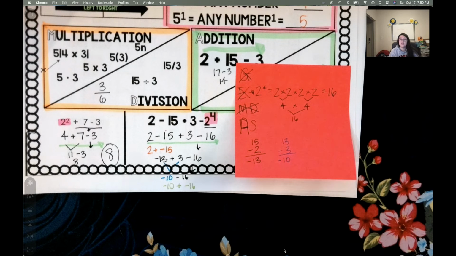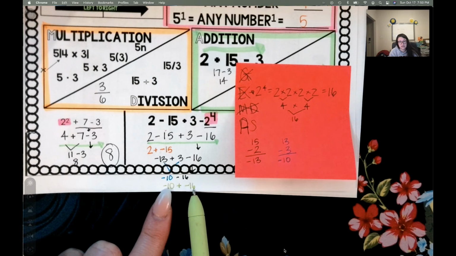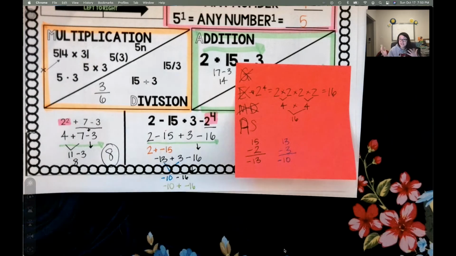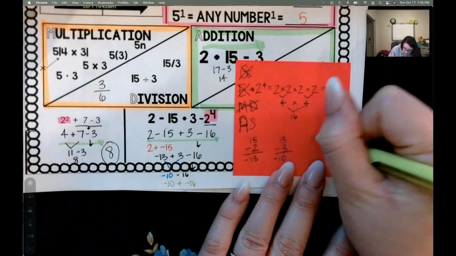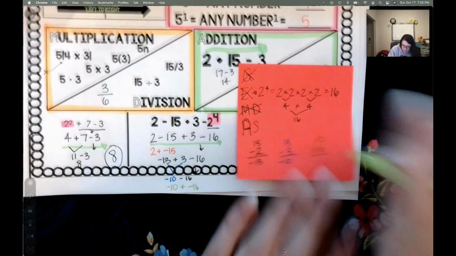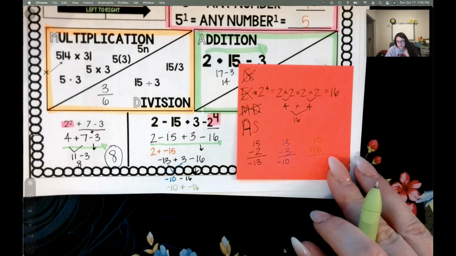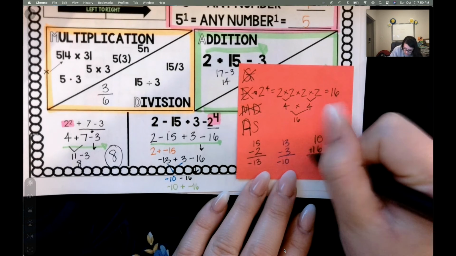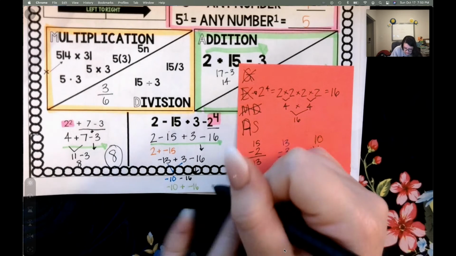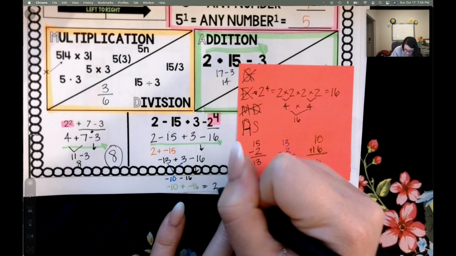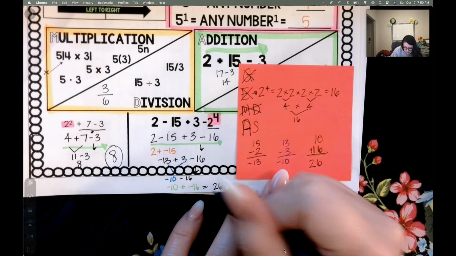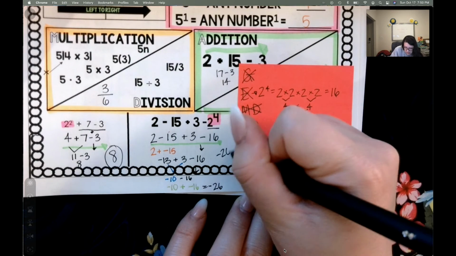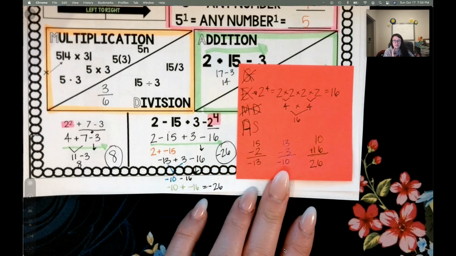Same sign, add. Different sign, subtract. Are these two numbers the same signs or different signs? They're the same. They're both negative. Same sign, add. So I'm going to do 10 plus 16. 10 plus 16 is what? 26. And a positive or negative 26? Negative 26, because both of my numbers are negative.